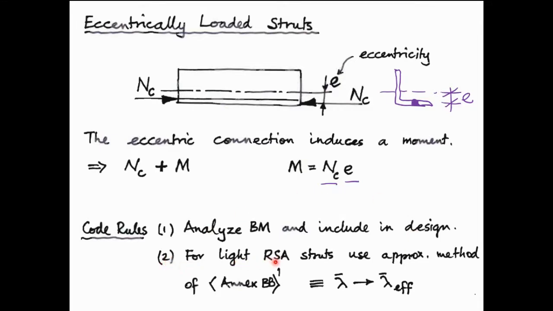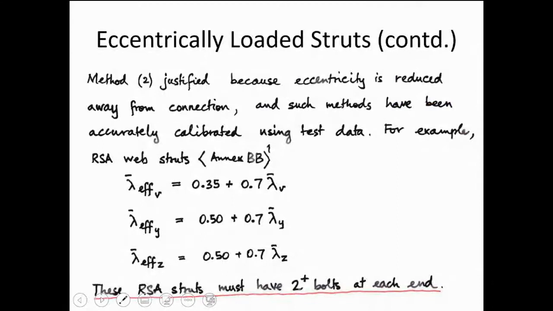Or if it's a, say, rolled section, like in this example here, we can use an approximate method, which is Annex BB.1, where we can change the normalised slenderness value that we've just worked out and put in an effective normalised slenderness value. It's justified, similar to how we justified it for the member in tension. We justify this because the eccentricity we're looking at is reduced away from the connection: as you move away from the connection, the stresses associated with the moment induced by the eccentricity are reduced. So such methods have been accurately calibrated using test data.